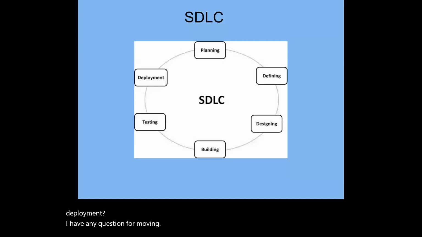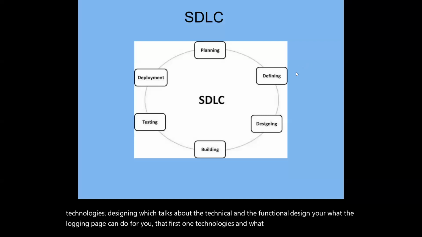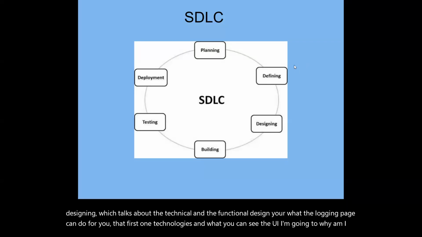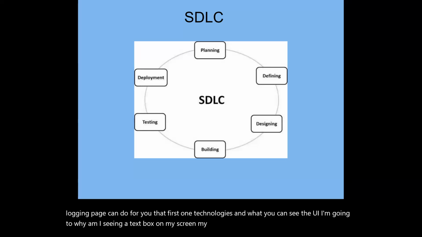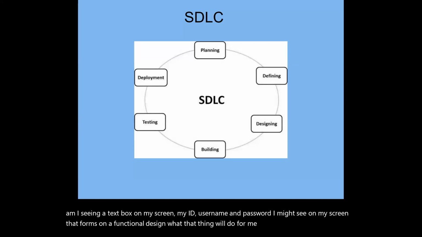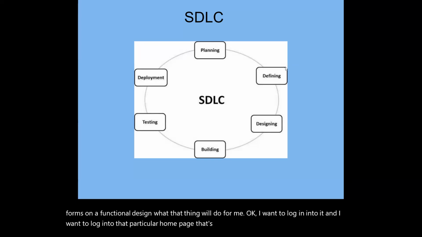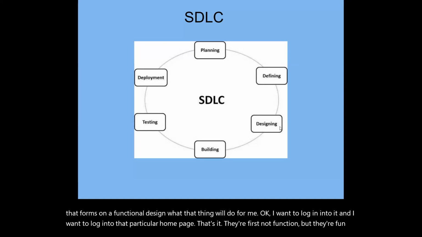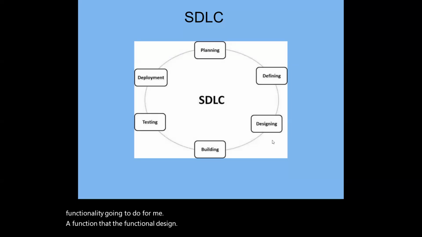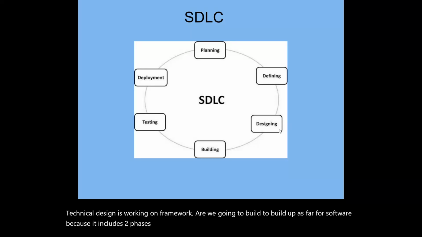The last phase. We've talked about planning, having a blueprint, defining terminologies, and designing, which covers the technical and the functional design. The functional design is what the login page is going to do for you. When you see the UI, why am I seeing a text box on my screen, my ID, username, and password? That functional design is what that thing is going to do for me: I log in and get to that particular homepage. The technical design is what kind of framework we are going to use to build that particular software. So it has two parts: the technical design and the functional design.